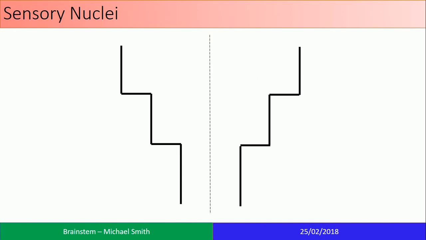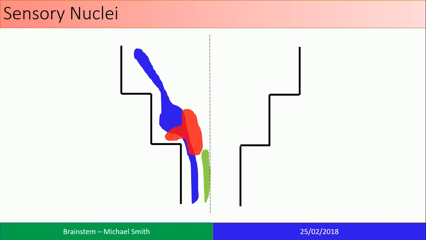So first I'm going to go over the sensory nuclei, which, as I said, are easier to remember because there's only 3 of them. So this is where they sit. We have this long blue one running all the way down. We then have our red one, which looks somewhat like a baby's dummy. And then we have a long straight one sitting just in the medulla.